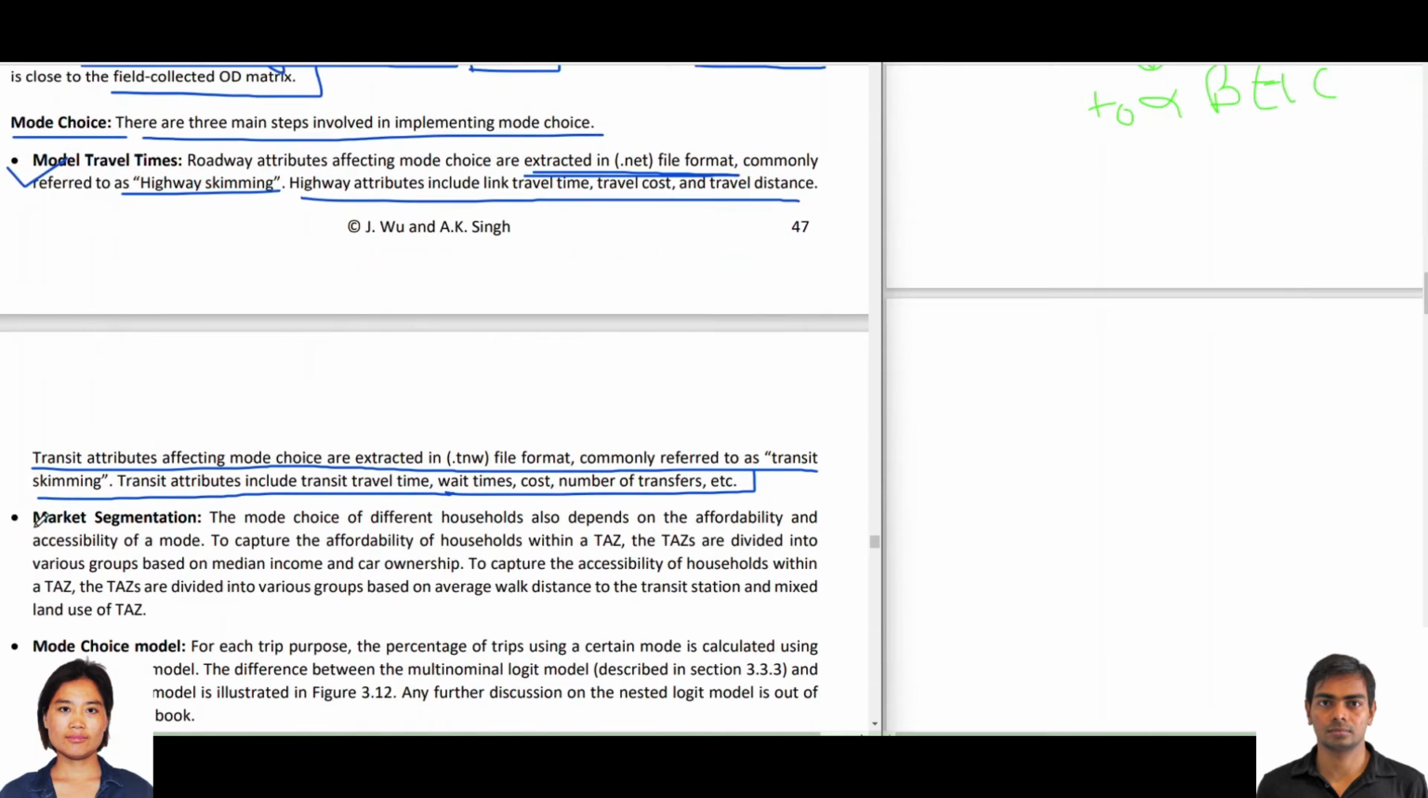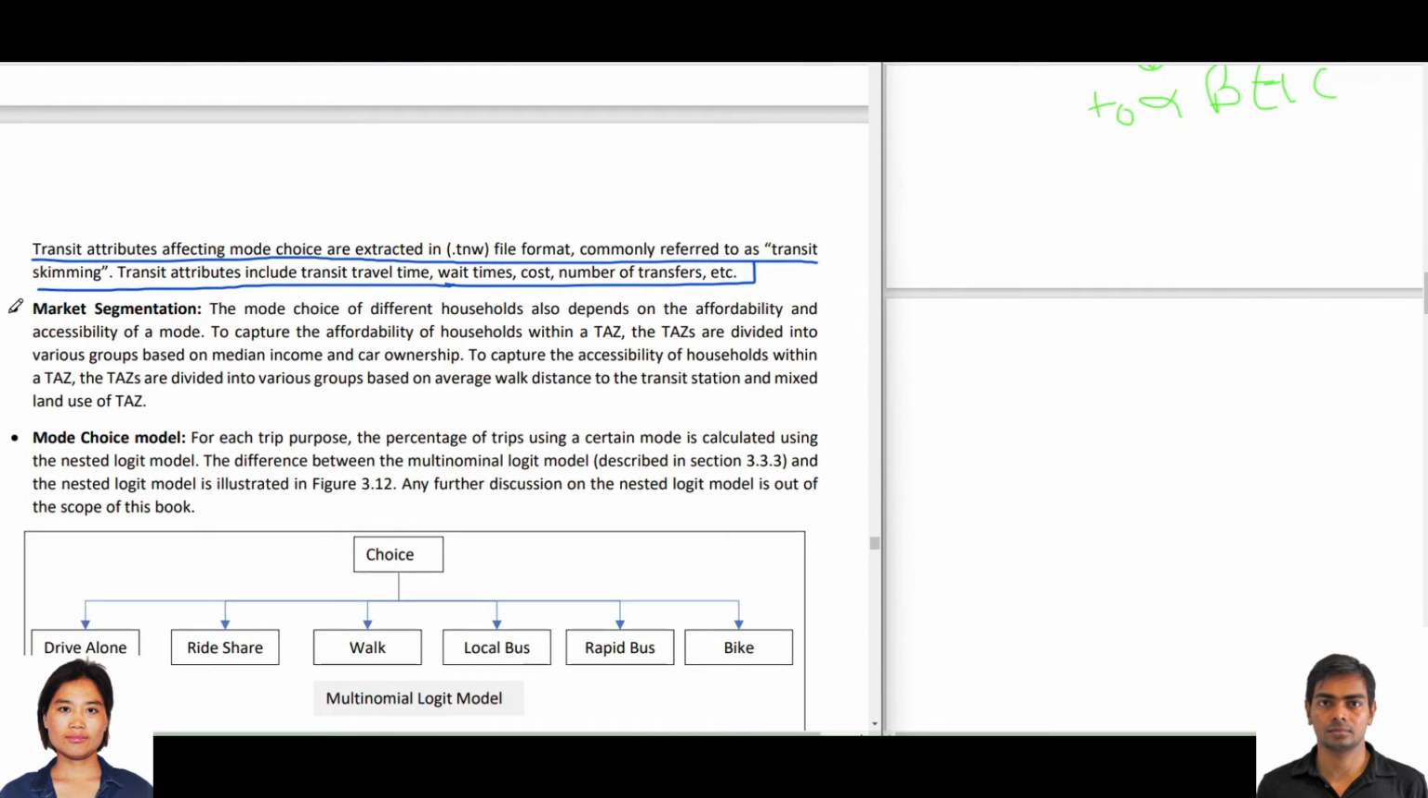Next step of the mode choice is market segmentation. So first what we did is we extracted out the travel time files. Then the second one is we figure out which segment of market will actually use certain modes. Let's say we are looking at transit. From experience, we know that transit is mostly used by students or by low income households. So transit is mostly used by students, low income workers.